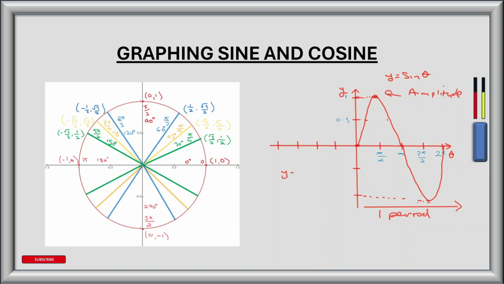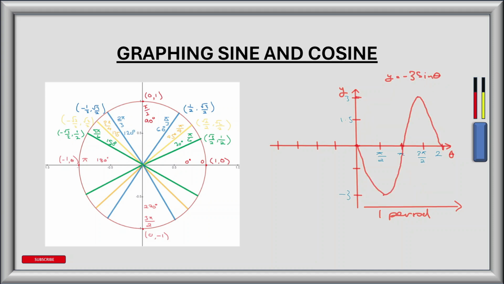So y equals sine theta is the same as saying y is equal to 1 times sine theta, where 1 there is the amplitude. Or we can say y is equal to a times sine theta. So if we now change the function from y is equal to sine theta to y is equal to 3 times sine theta, we can see that the amplitude is now 3.